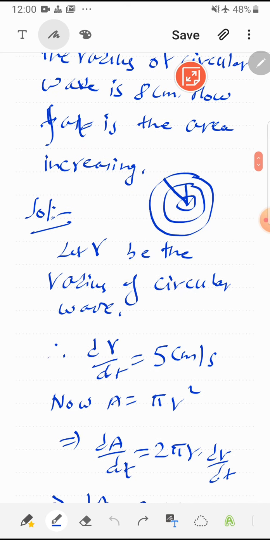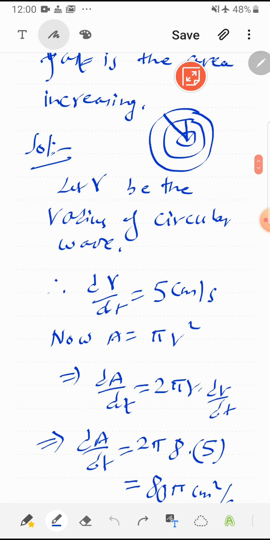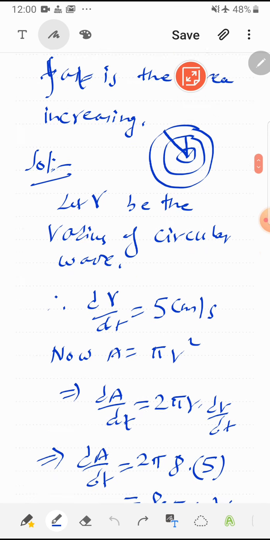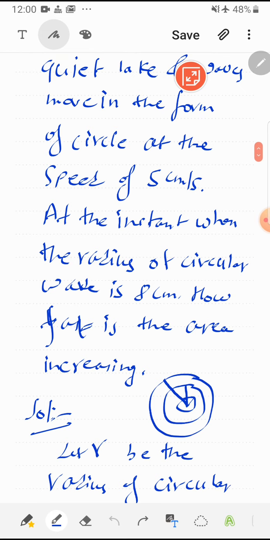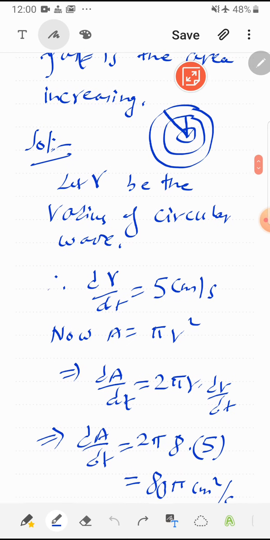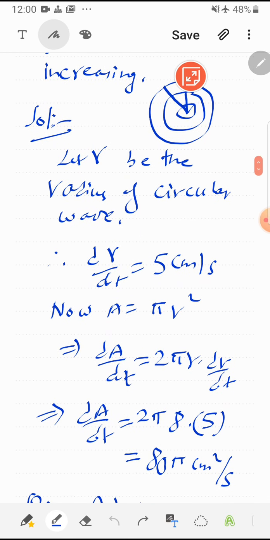As area is equal to pi r square, dA by dt is equal to 2 pi r into dr by dt. So putting the value of r, which is given in the question, that means 8 centimeter, and dr by dt is 5 centimeter per second. Putting all these values here, it is 80 pi. You can leave the answer in pi, and the unit will be centimeter square per second.